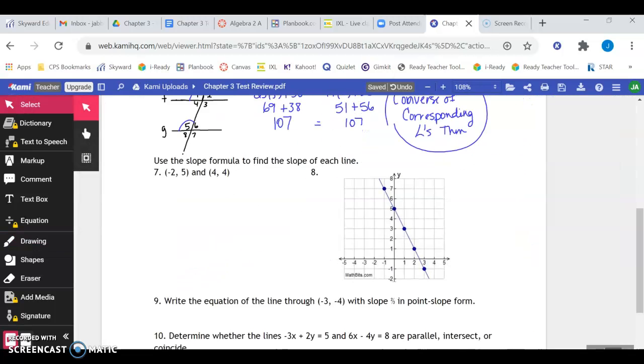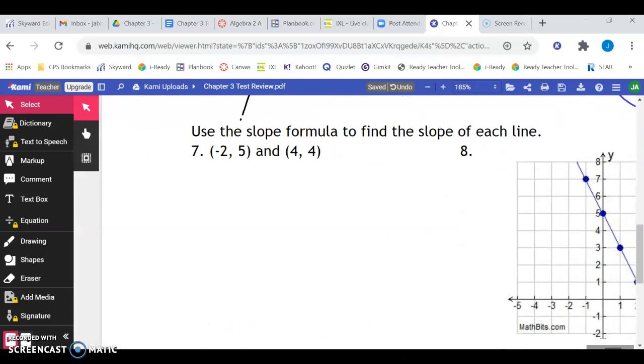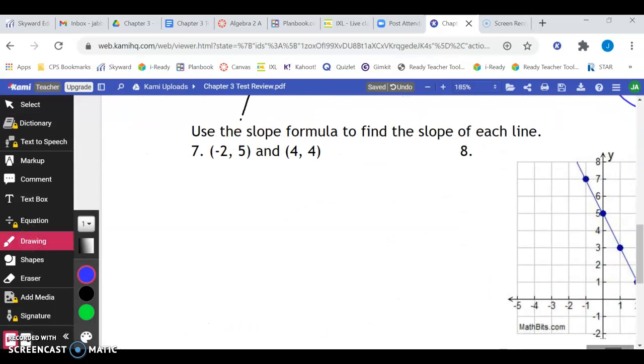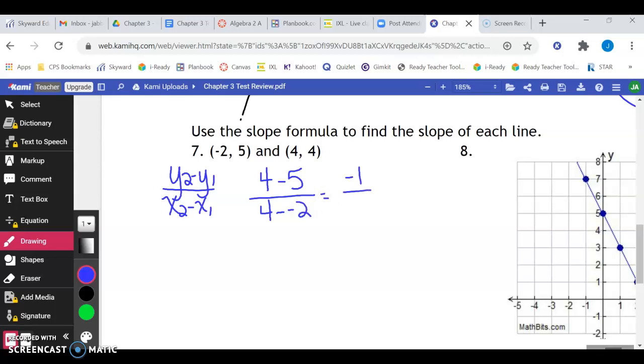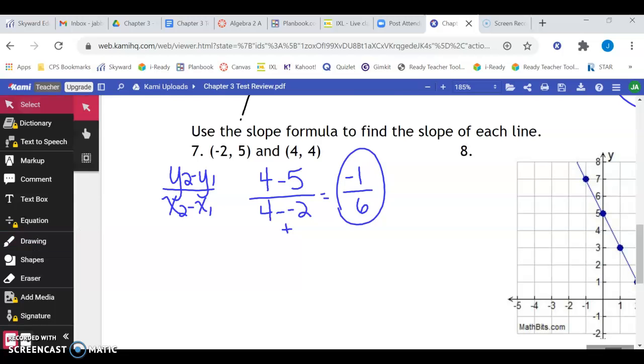Okay, number 7, we have to use the slope formula to find the slope of each line. And the slope formula is y2 minus y1 over x2 minus x1. So y out of the second is 4 minus y out of the first is 5. And x out of the second is 4 minus x out of the first is 2. So 4 minus 5 is negative 1. And then this becomes plus, so 4 plus 2 is 6. So the slope of that is negative 1/6.